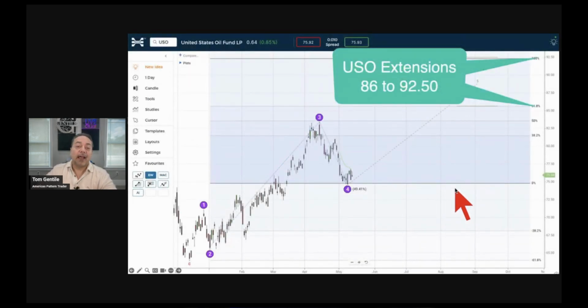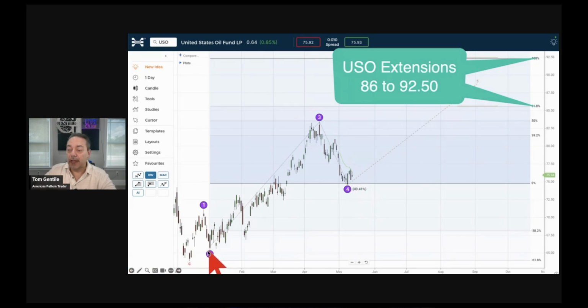All right. Last week we talked about oil, and we talked about USO, United States Oil, that was coming out of, in this case, an Elliott wave move. We saw a 3 high back in April. We saw the pullback. It was a 49% pullback.